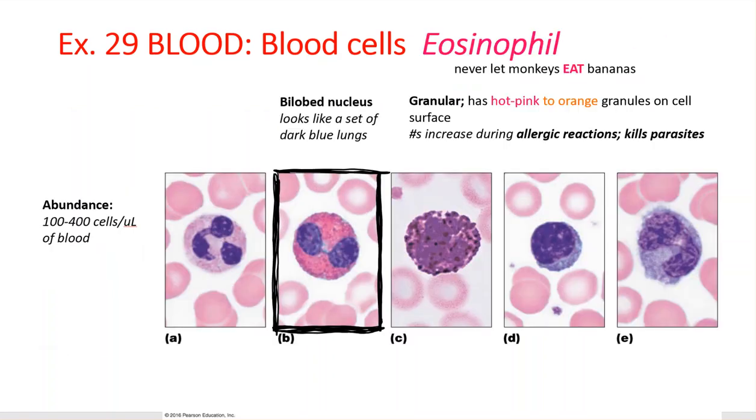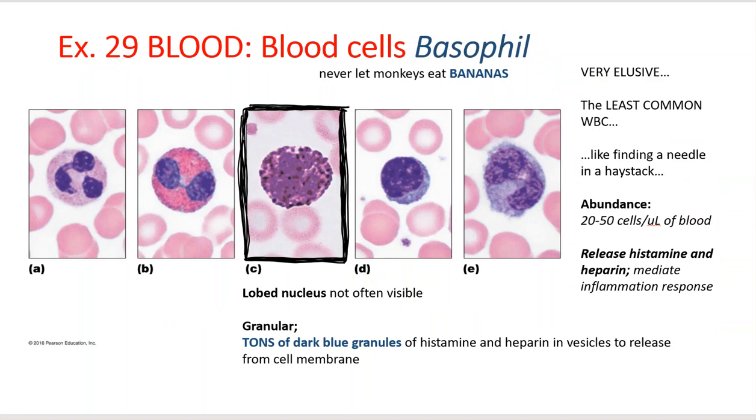Next are eosinophils, my very favorite cells, because they have hot pink to orange granules on them, and they're just very pretty. They have a bilobed nucleus, and you can see that bilobed nucleus right here. Then they're covered in a bunch of pink or orangey polka dots everywhere, and that's your big tell for an eosinophil. Their main job is that they are heightened in allergic reactions, and they kill parasites, parasitic worms, and stuff like that. Last white blood cell is a basophil.